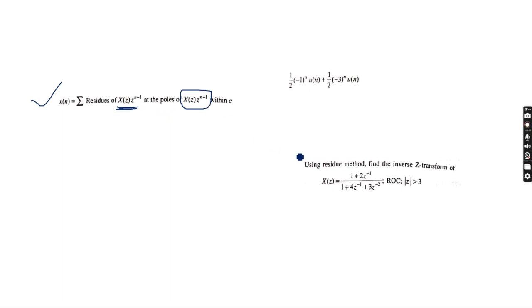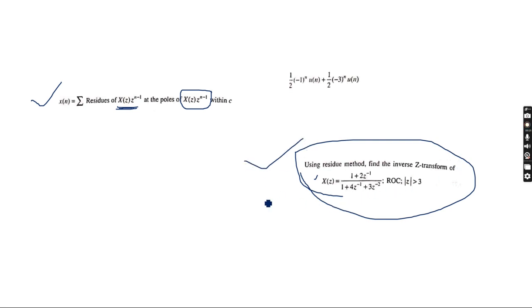Suppose we will take one problem. This is the problem, right? For anybody, you can note down: using the residue method, find the inverse Z transform of X of z. Okay, how will you find out this? To find out this x of n from the given X of z, you should use the residue method. Then we will discuss the procedure as per the residue method rules.